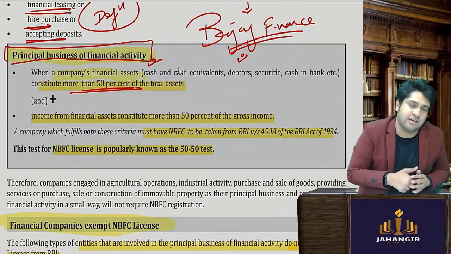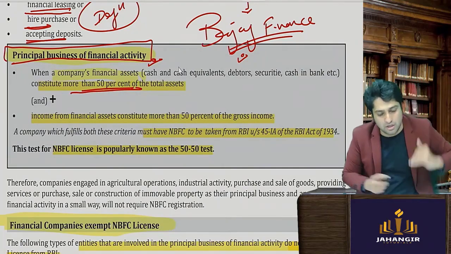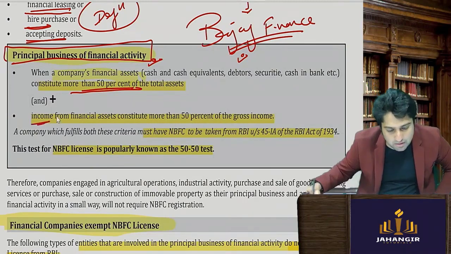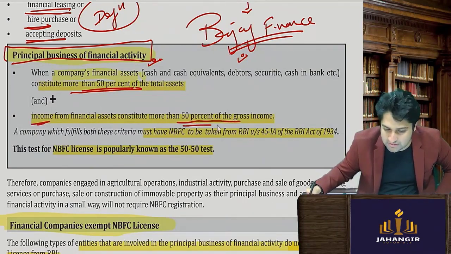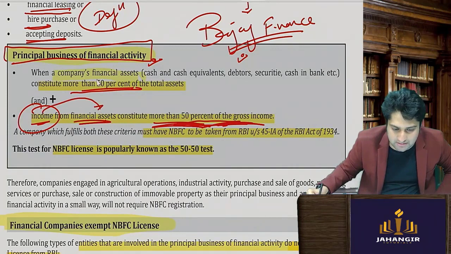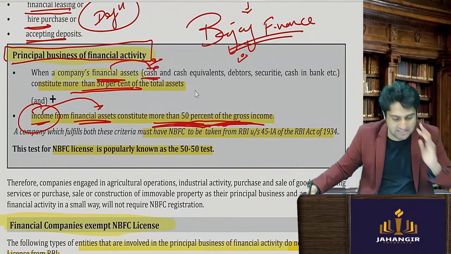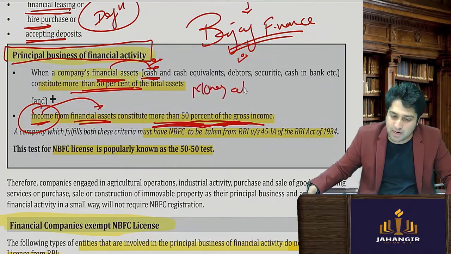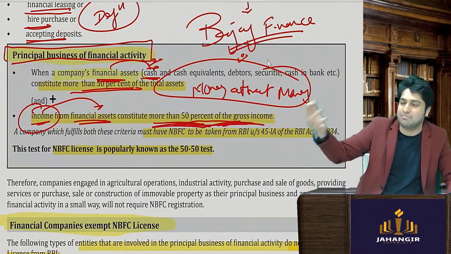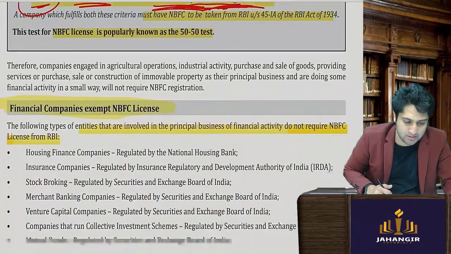And whatever cash they have, with this cash they lend money and get interest. So most of their income comes from this interest income. So I can say more than 50% of the gross income is coming from income from financial assets. These are your financial assets. So with cash, I make cash. So this is the best example of money attracts money. Okay? So I have money, I lend money, I get interest income. So that's the principal business activity.